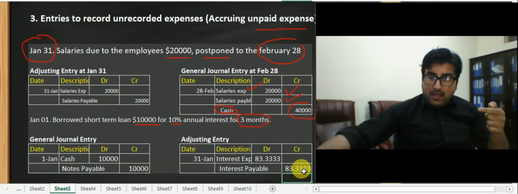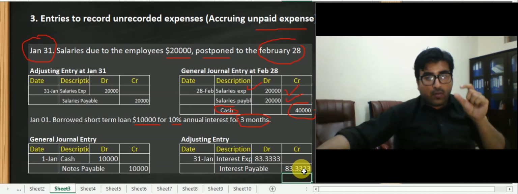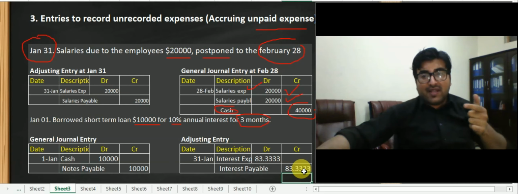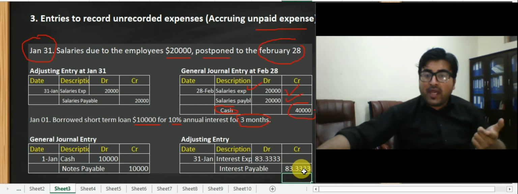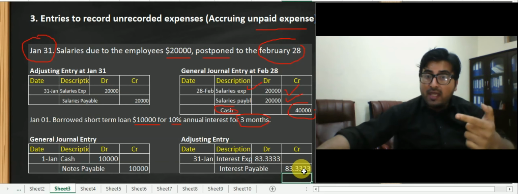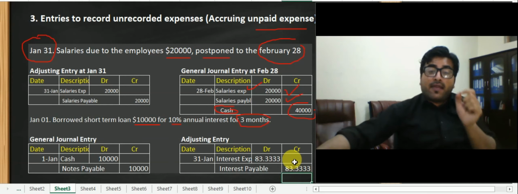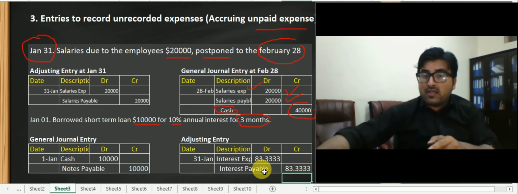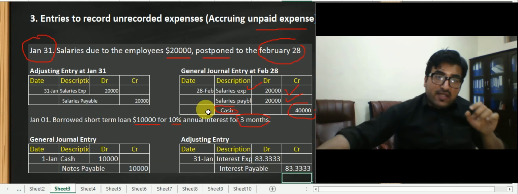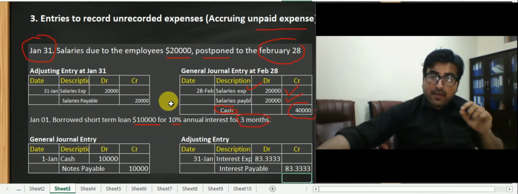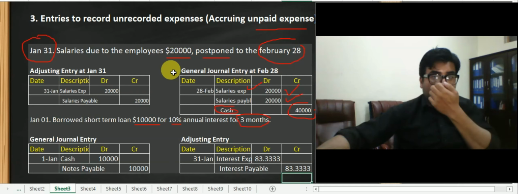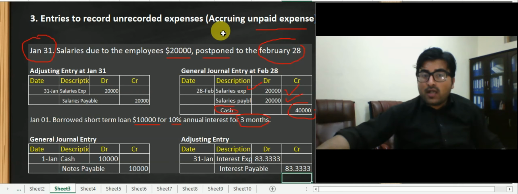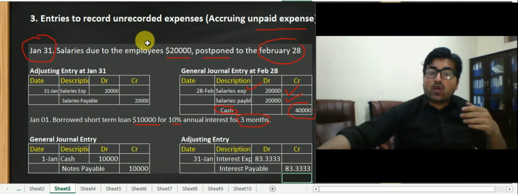So dear students, after 1 month, January 31st, expense incurred how much? 83.33. So debit, and also that turns into a liability. You are not paying it now, you will pay it in the future after 3 months. The same transaction should be recorded at February 28th. Okay, I hope you have learned here. So this was the third entry, right? The third type of adjusting entries, where you have learned how to record unpaid expenses, or how to record unrecorded expenses.